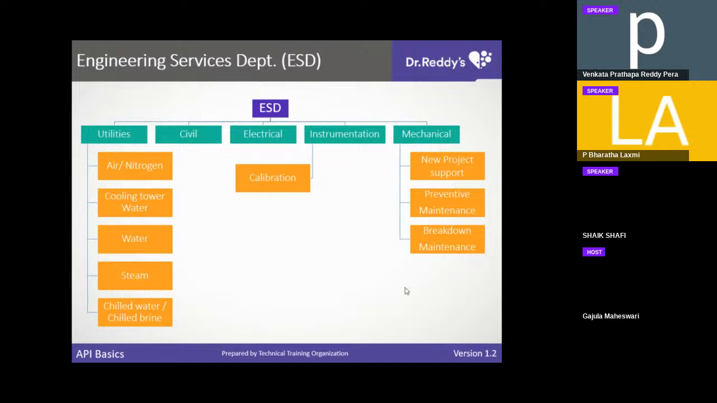So far, you were looking at various departments which work in the API industry. It is not just manufacturing or production, but there are other connecting departments also, like QC, QA, engineering services, and the SHE department. So it is very important to understand how industry works.